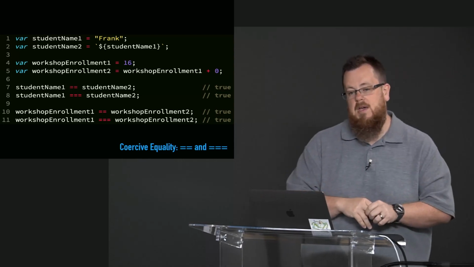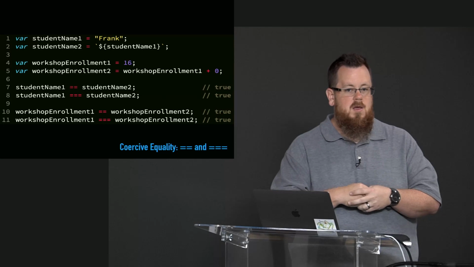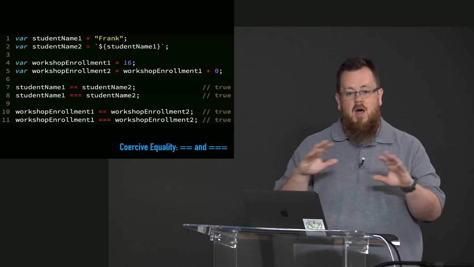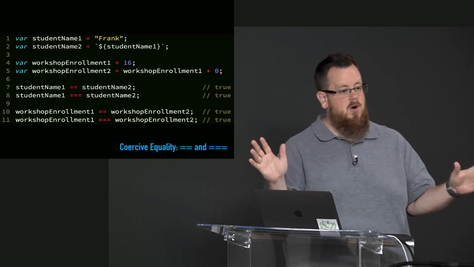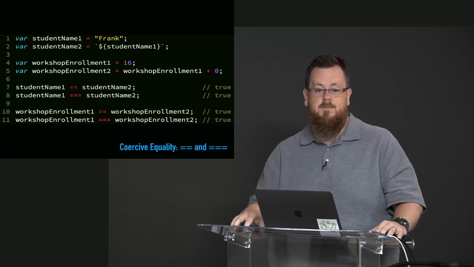The point that I'm making is that when the types are already the same, the double equals and the triple equals do exactly the same thing in 100% of all cases. No corner cases whatsoever. When the types are already the same, they do the same thing.